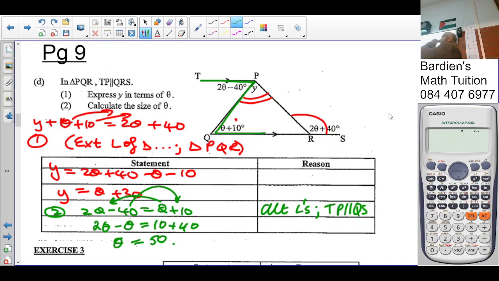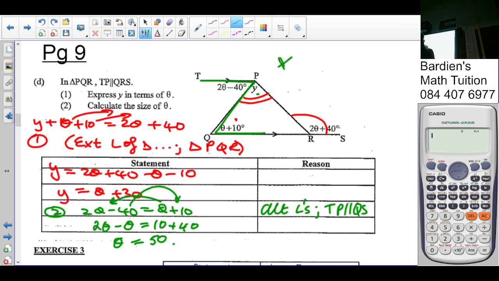However, if they ask you to calculate y, the value of y as well, it was not asked, but to calculate y, I would have then said y is equal to theta plus 30. So what is theta? 50. So it would be 50 plus 30, which is 80. But that wasn't asked. Okay.